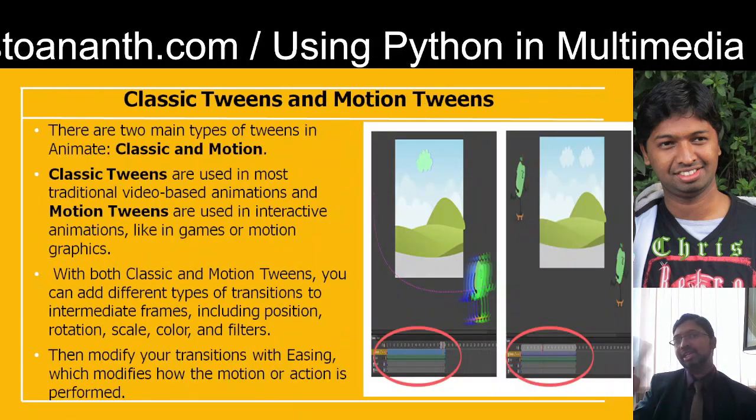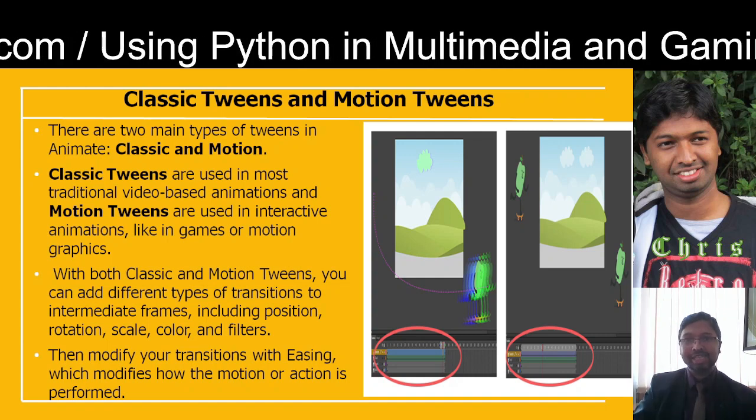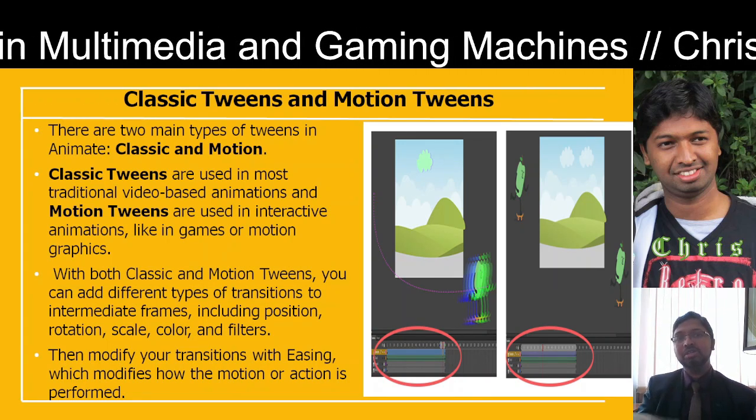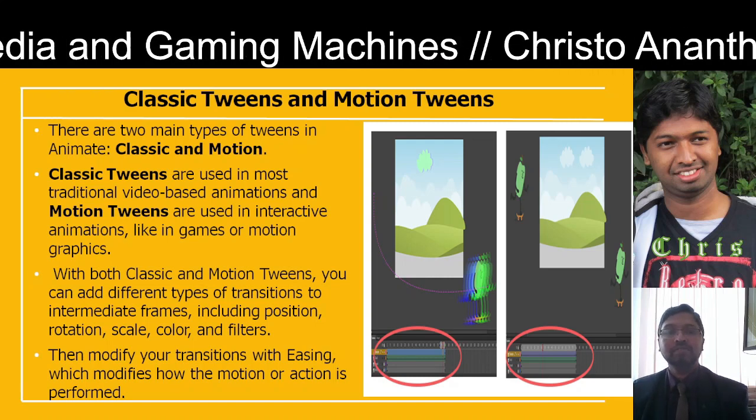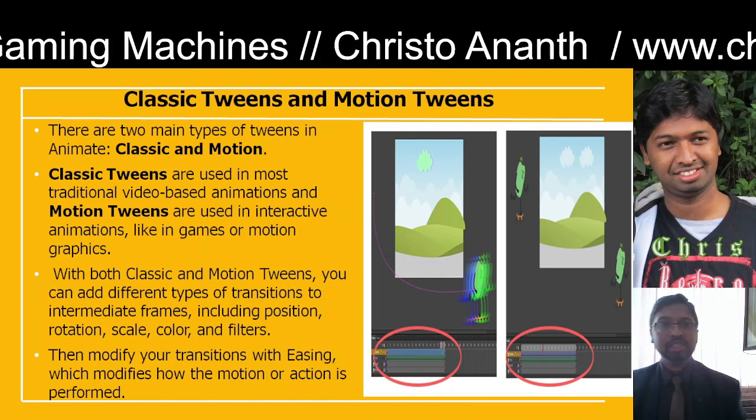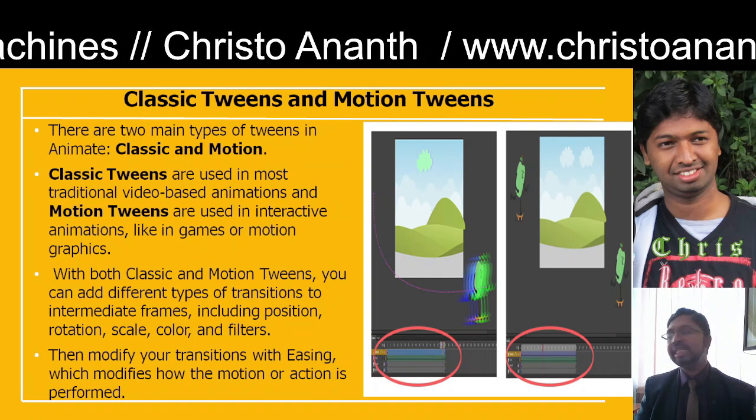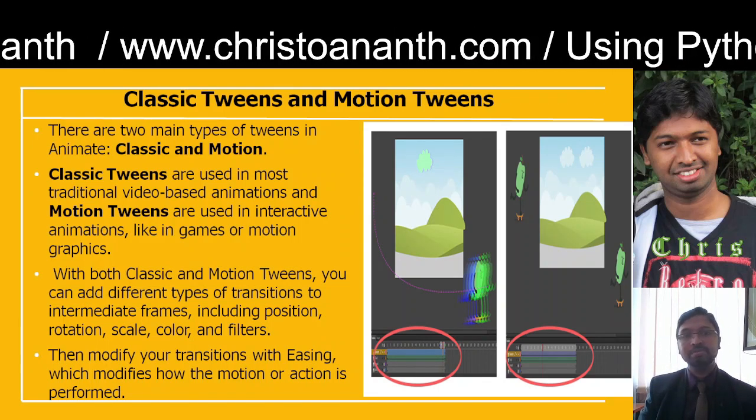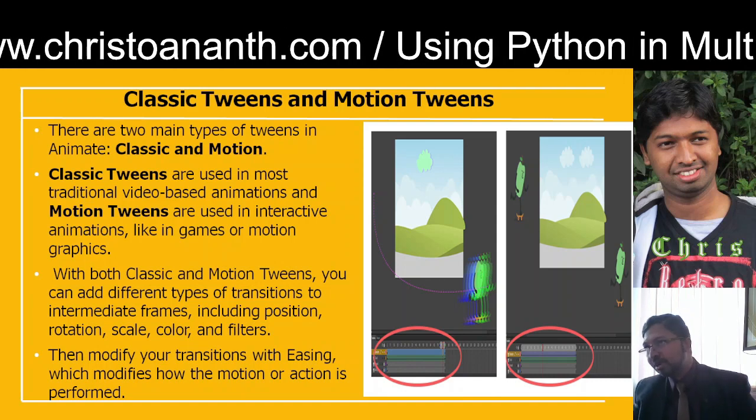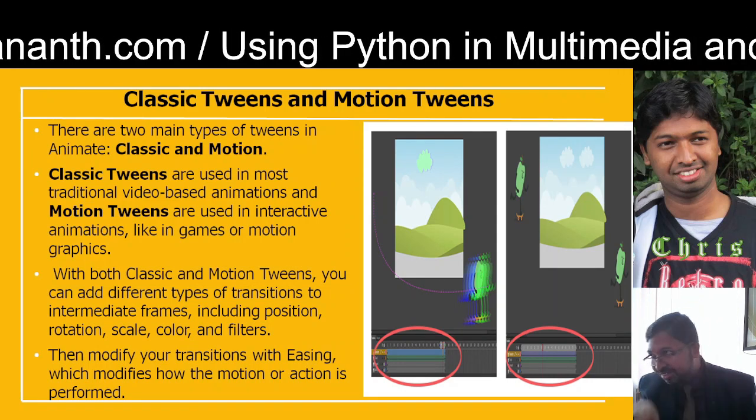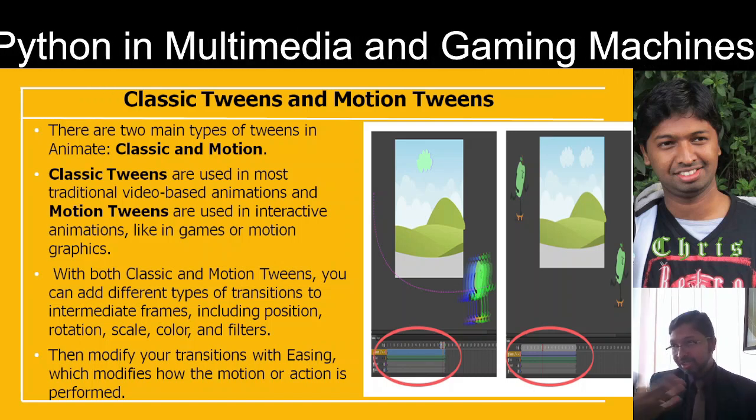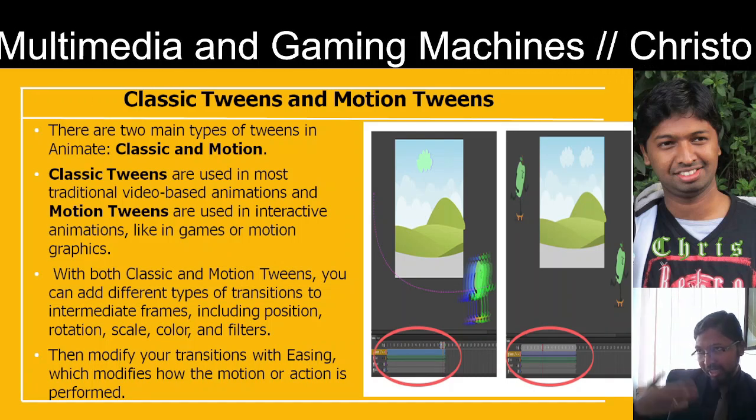Okay. So there are two types of tweens. One is classic tween and then motion tween. Classic tween, you can use in traditional video-based animation, but motion tween you can use in interactive animation like games and motion graphics. For example, in PUBG, some guys are walking, then shooting, so these are motion tweens. Okay, so repeating some characteristics.